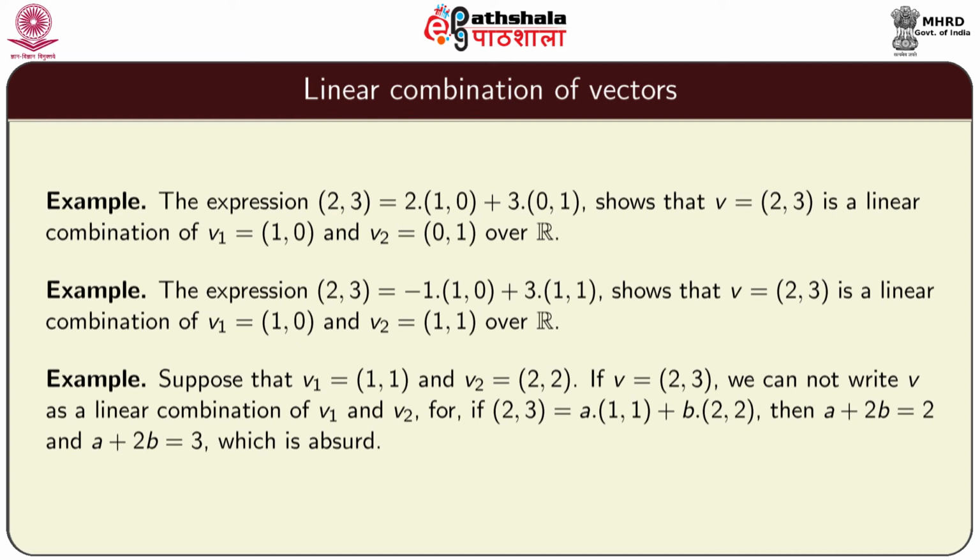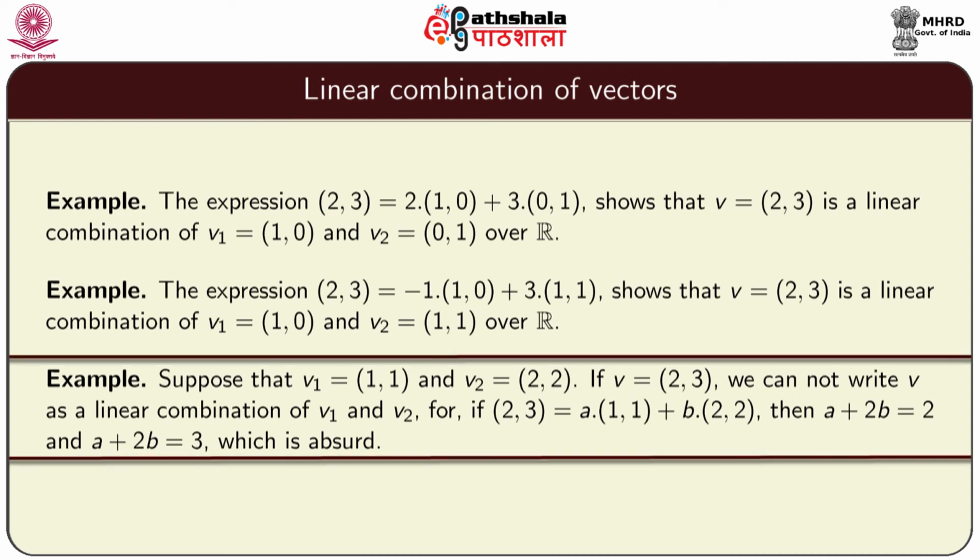Now, in the third example, we show that the very same vector 2, 3 can no longer be written as a linear combination of 1, 1 and 2, 2. Well, the explanation is clear. If we can write 2, 3 as a linear combination of 1, 1 and 2, 2, that means 2, 3 is a dot 1, 1 plus b dot 2, 2, which would lead to a plus 2b is equal to 2 and a plus 2b equal to 3, which is of course absurd.